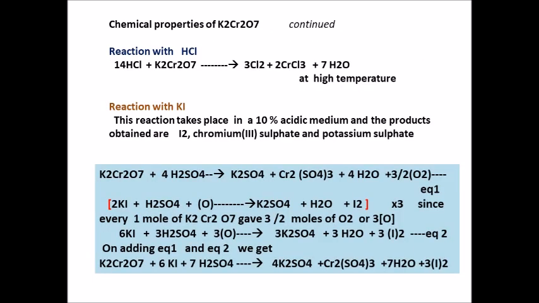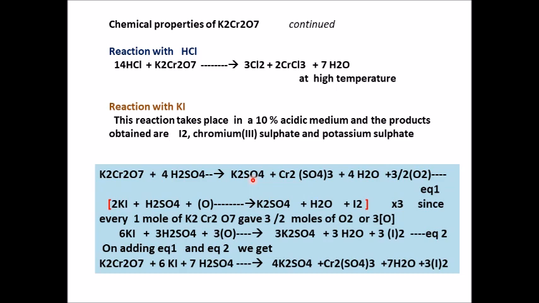Next, we now see the chemical properties. Here we will see that K2Cr2O7 reacts with HCl and it gives us Cl2, CrCl3 and water at high temperature. With KI, in 10% acidic medium, iodine is obtained. Chromium 3 sulfate as well as potassium sulfate is obtained.